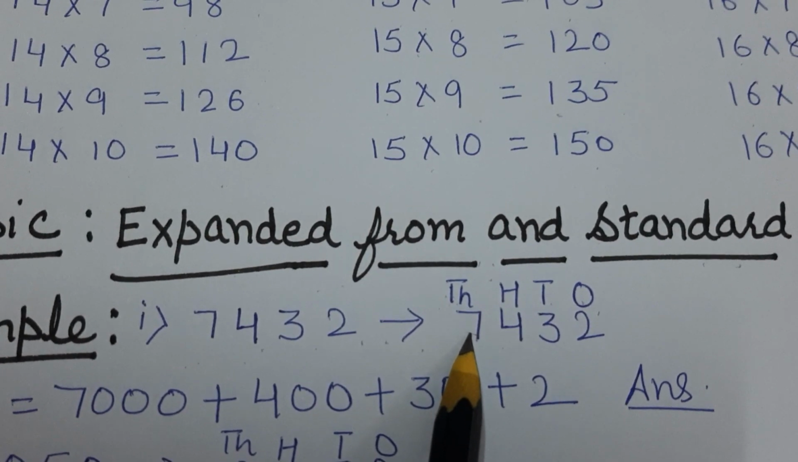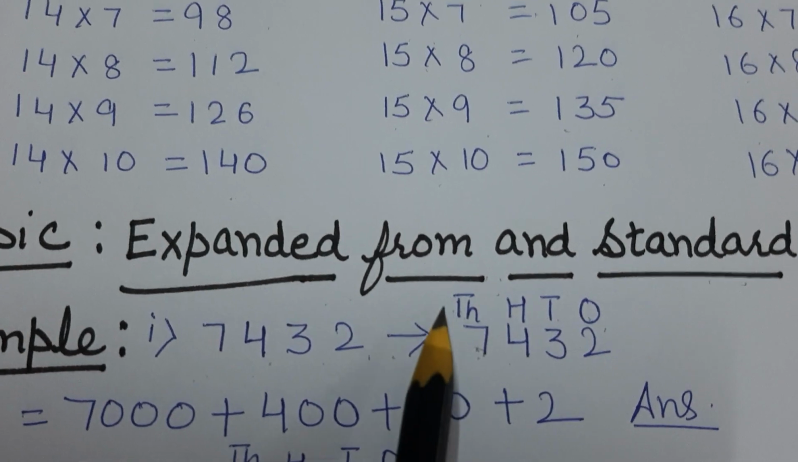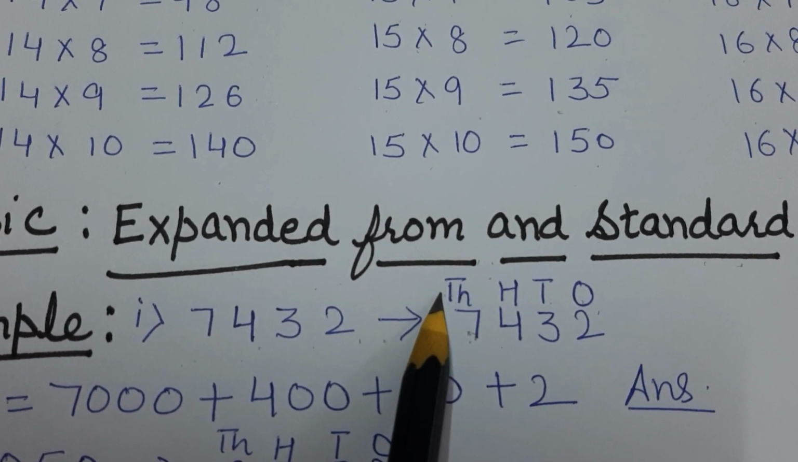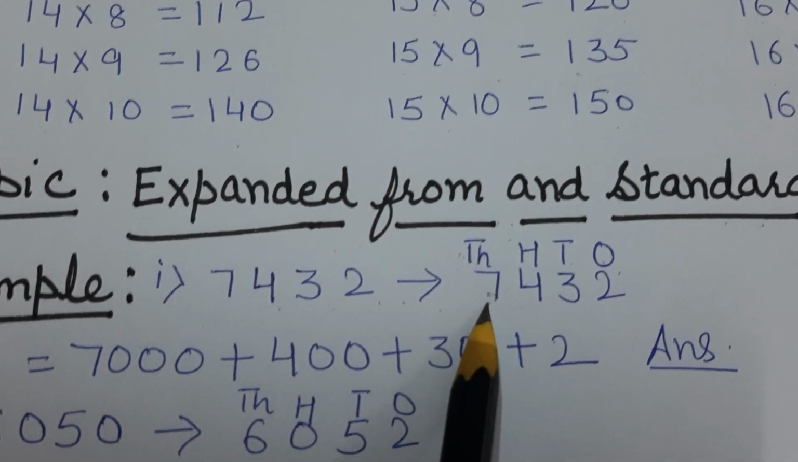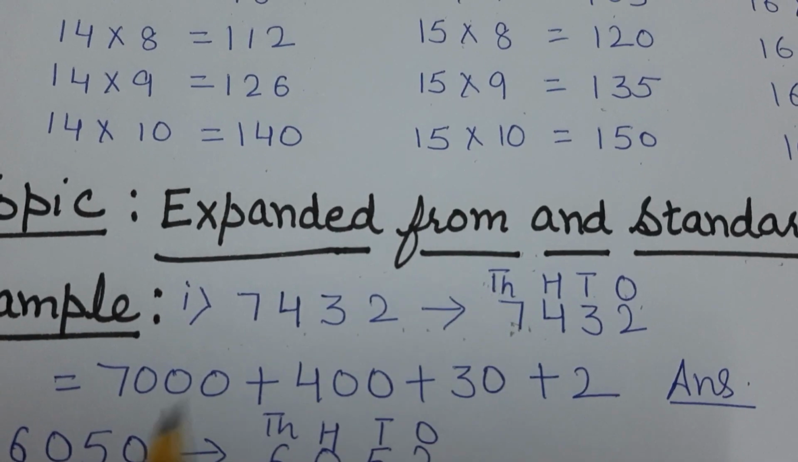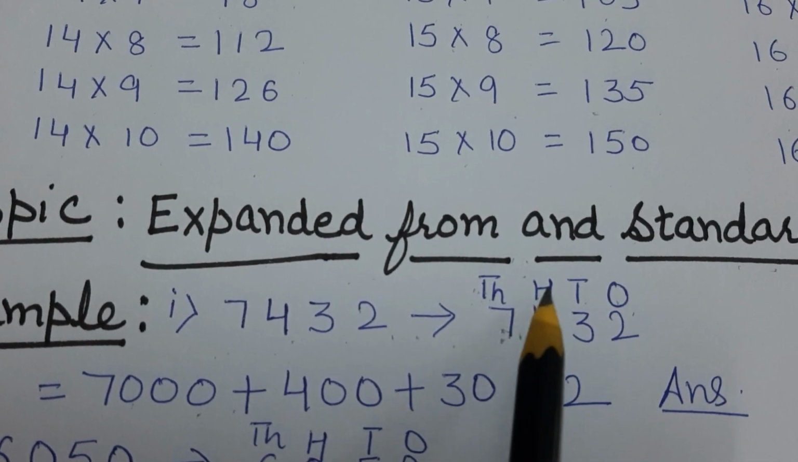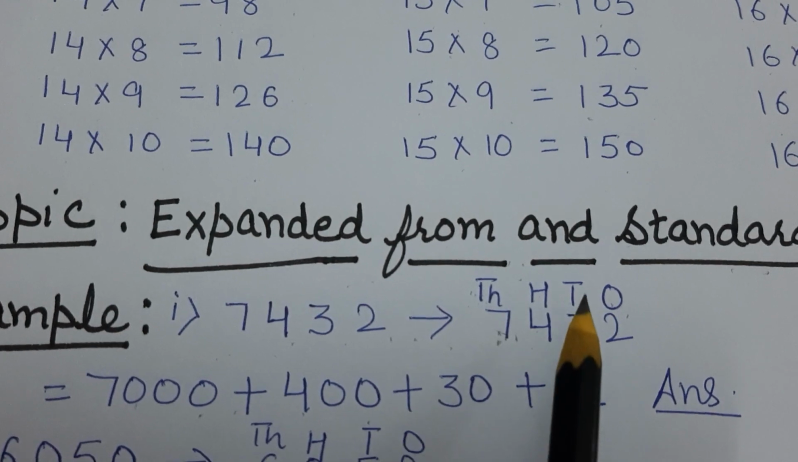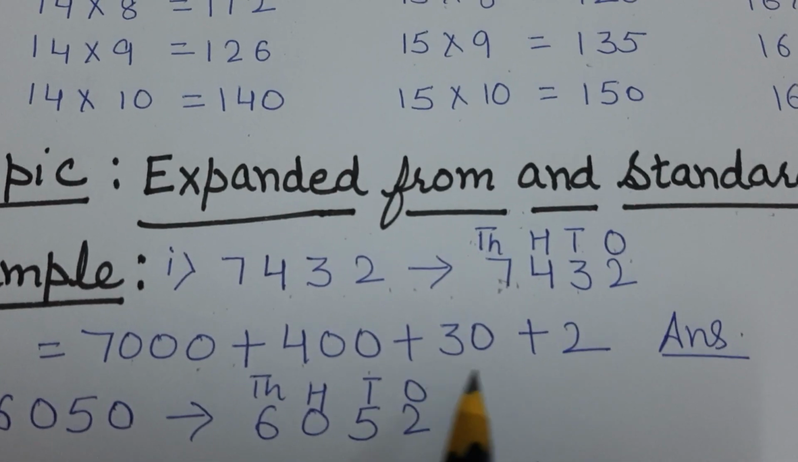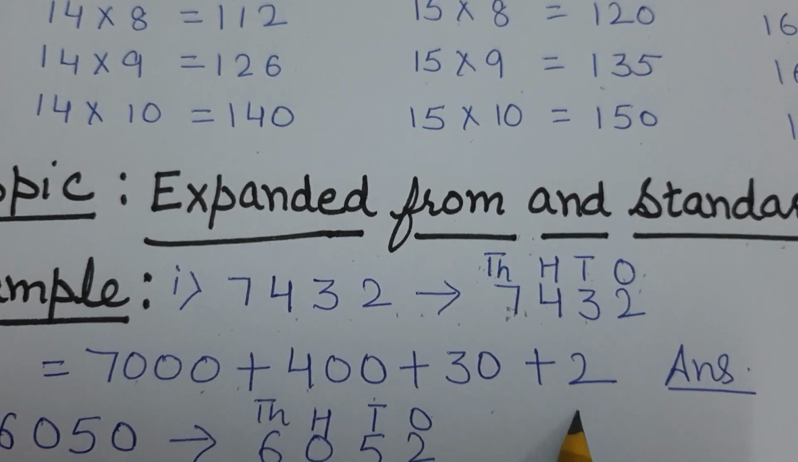In previous session I told you what is the difference between place and place value. 1000 is its place and 7000 is its place value. So 7 is on 1000, so 7000. Plus 4 is on 100 place, so 400. Plus 3 is on tens, 30. Plus 2 ones means only 2.